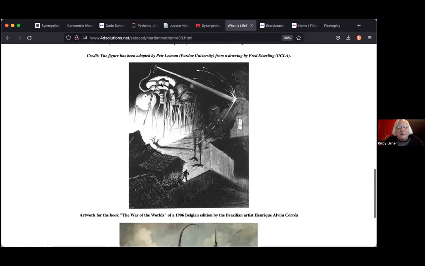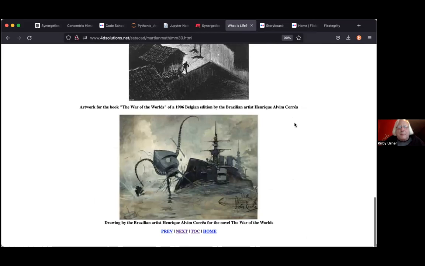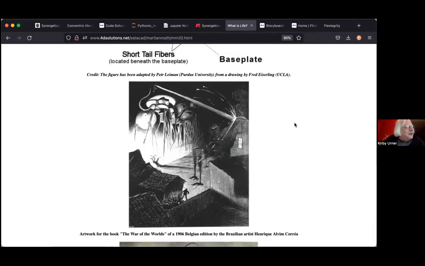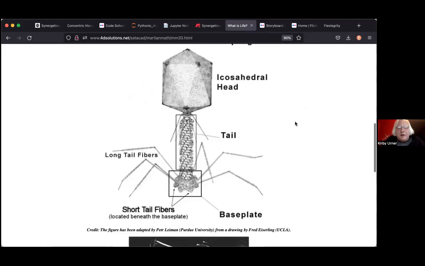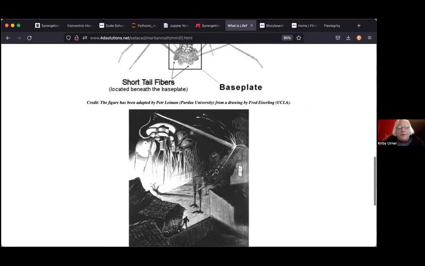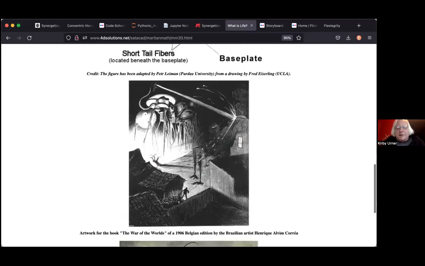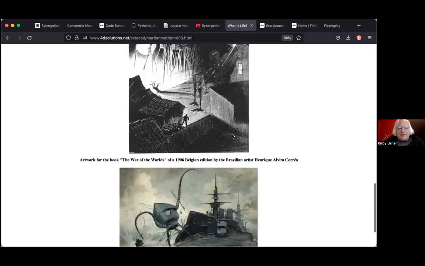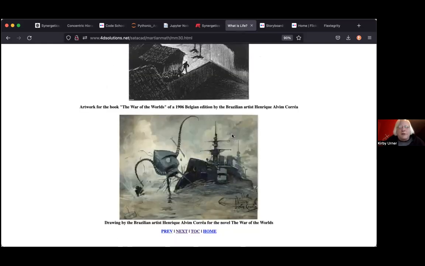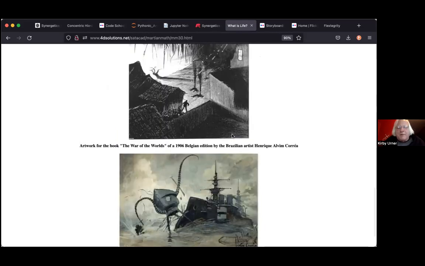Now this is a picture from 1906, so well before anybody knew what a virus looked like. But if you remember, microbes are actually part of the story in H.G. Wells' The War of the Worlds. What ultimately defeats the Martians, who are inside these tripods attacking the Earth, is that they are attacked by Earth viruses, so they die because of viruses.